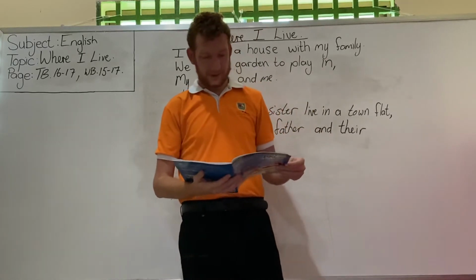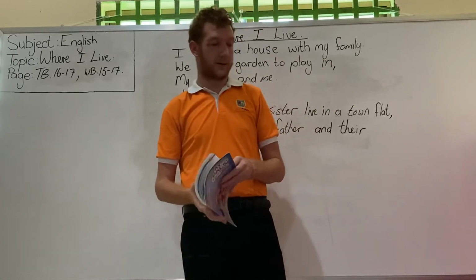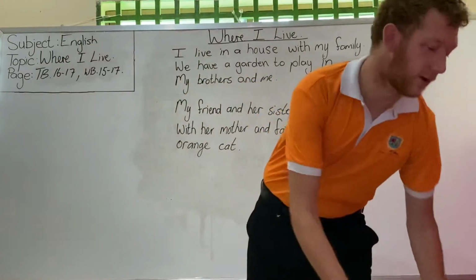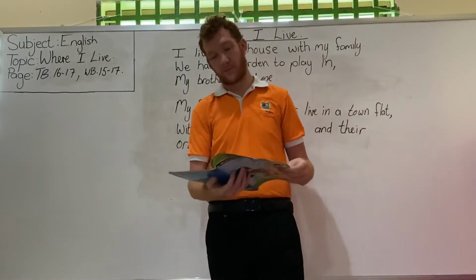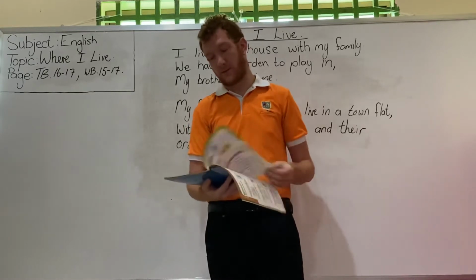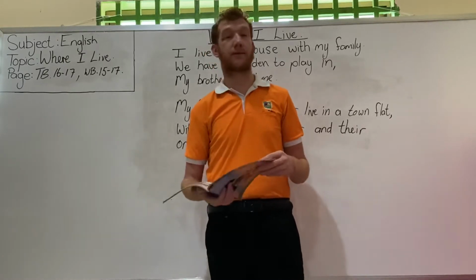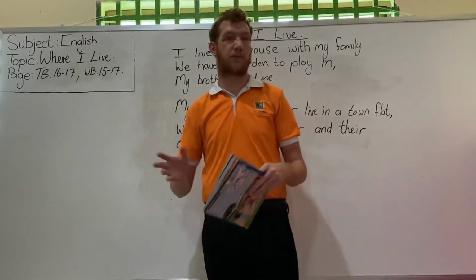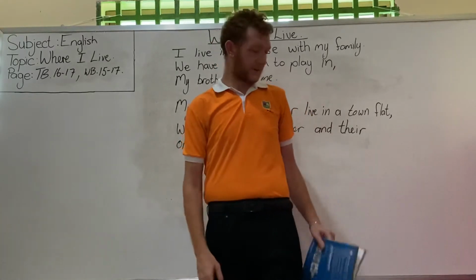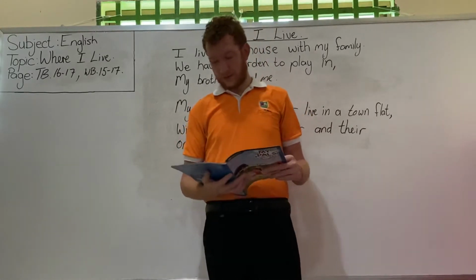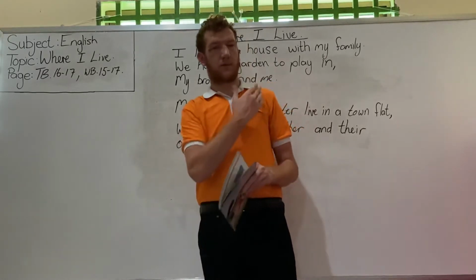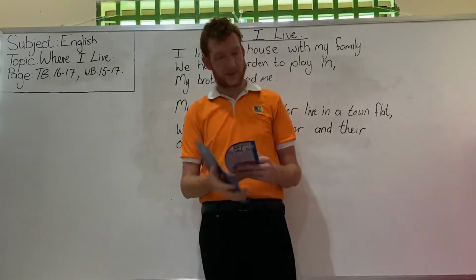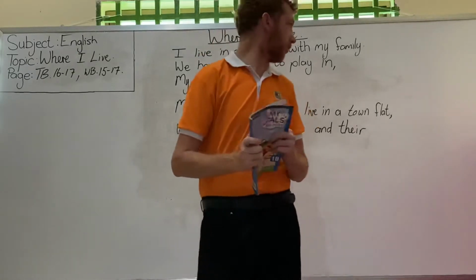Okay. So today in our textbook we'll start a new unit, unit 7, and it will be about where people live, where you and I live, and different places where people live. Let's start with a nice little story behind me on the board and in our book on page 16 in our textbook.